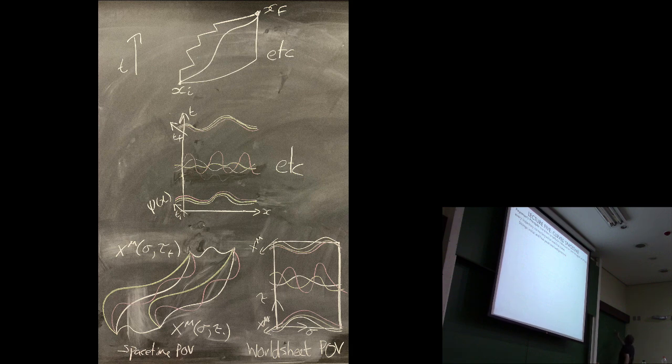So for a field, imagine we have space-time at some initial state and some final state. And so this is a spatial slice, and the field has some configuration at the initial time that I specify.